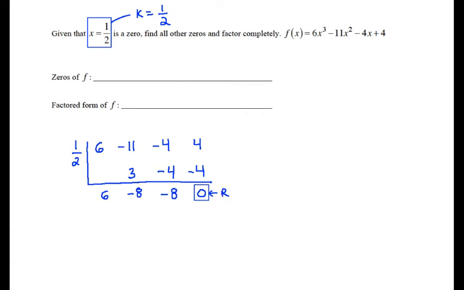And now to build up my quotient, I have a constant term, I have an x to the power 1, and I have an x squared term. So that gets me the polynomial 6x squared minus 8x minus 8. I'm going to factor this. I also still have the factor that comes from this 0. Just using the factor theorem, this was really x minus 1/2.